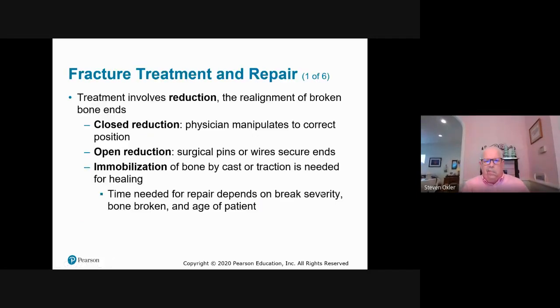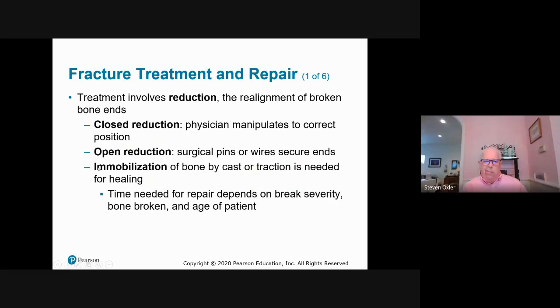How do we fix it? Well, we can do a closed reduction where I can manipulate and correct the position, or I can have an orthopedic surgeon come in and open it up for an open reduction and put pins and wires in.